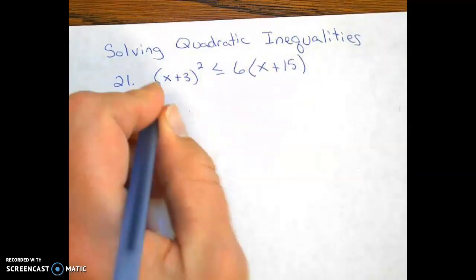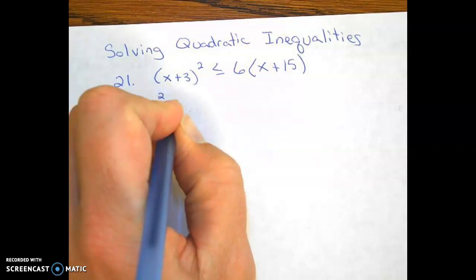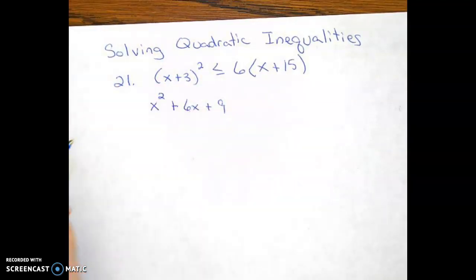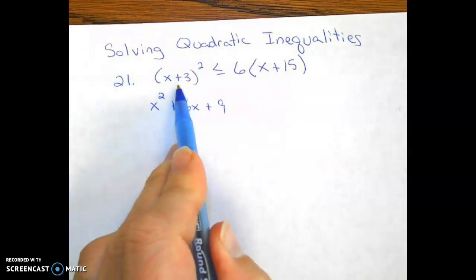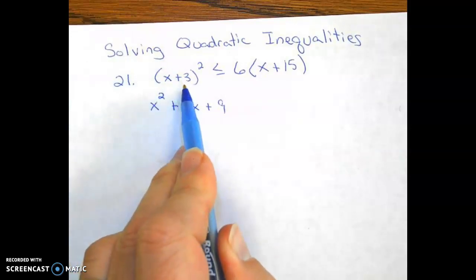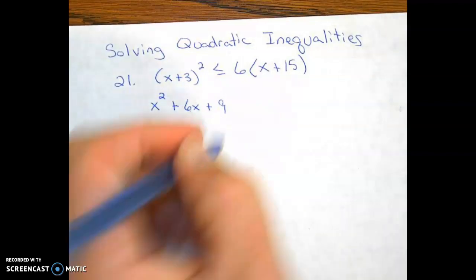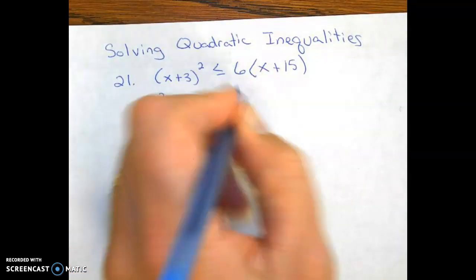So this side here is going to simplify to x squared plus 6x plus 9. And what I did was I took x plus 3 times x plus 3 and FOILed it to get this expression. Next, I'm going to distribute the 6.